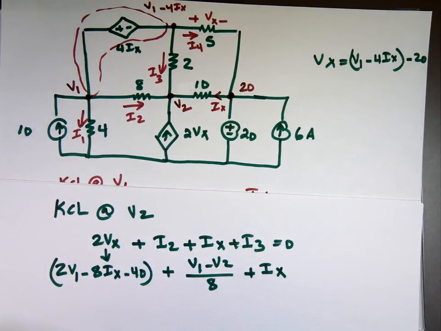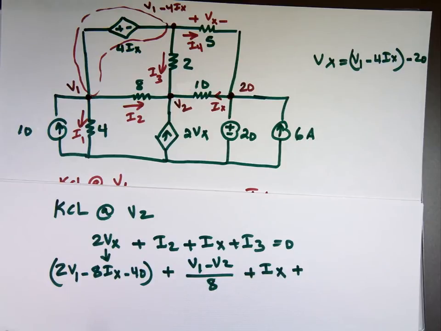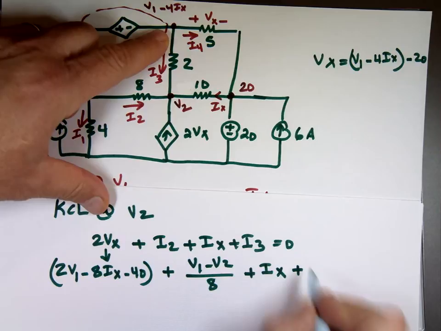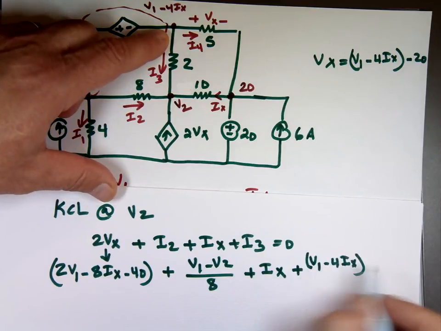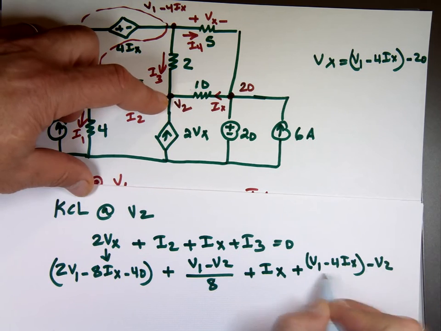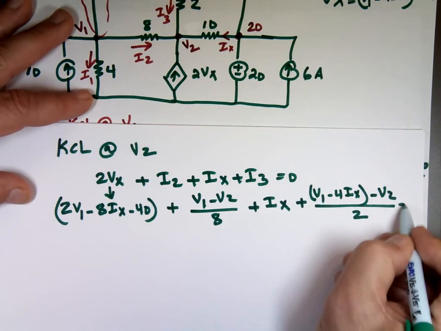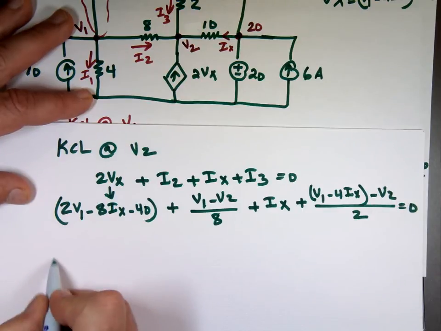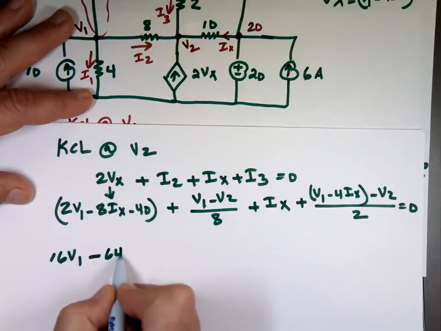And let's have I sub 3. What's I sub 3? V1 minus 4 I sub x minus the V2, divided by 2, equals 0. LCD is 8. 8 times 2, 16 V1. 8 times 8, 64 I sub x. 8 times 4, 320.